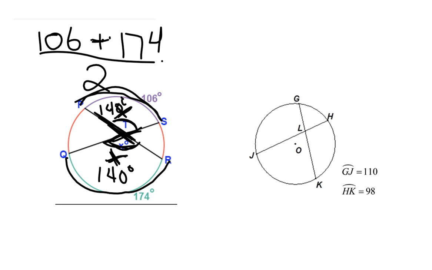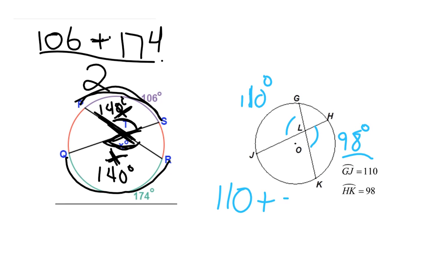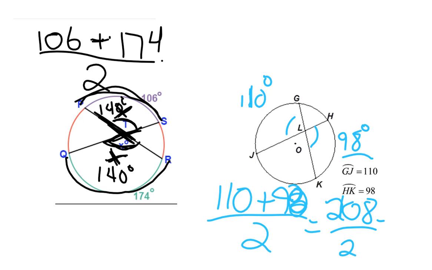Same thing here. If I've got GJ is 110 degrees, and HK is 98 degrees, and I'm trying to find these two angles here, I know they're going to be equal to 110 plus 98 divided by 2. So 208 divided by 2 will give me 104 for these angles. So I got 104 degrees here and 104 degrees here.